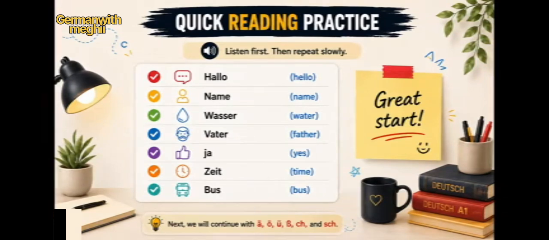Now you know the German alphabet and you have learned some basic reading rules. You also know that some German letters sound different from English. That is a strong start. And now that we have opened the first door into German reading, we are ready to continue with the special German sounds. Ä, Ö, Ü, SZ, CH, and SCH. So let's move on slowly and clearly.